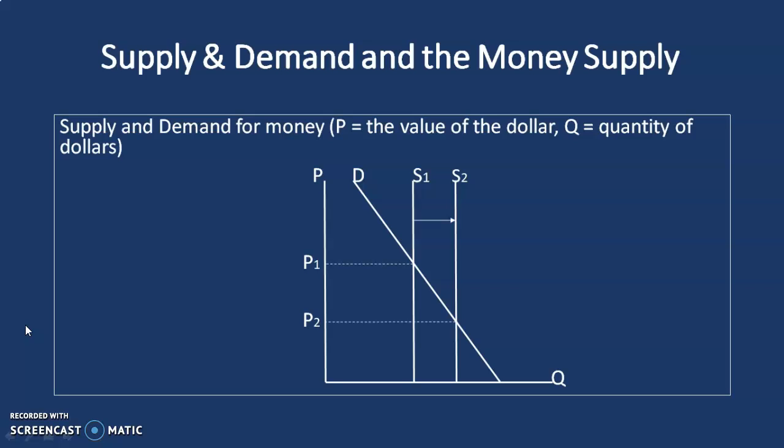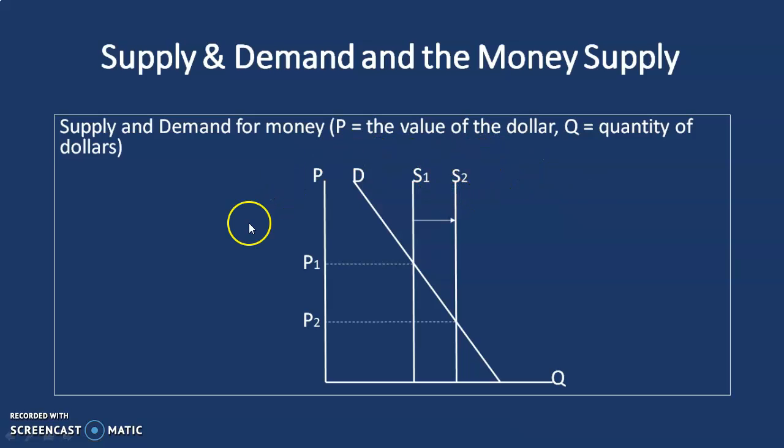So we're going to start off with S1, the supply of money, and here we have the demand for money. And P over here, the price, stands for the value of our money, the value of the dollar. If the Fed decides to increase the money supply, that is, allow the supply of money to increase, we're going to move to S2.